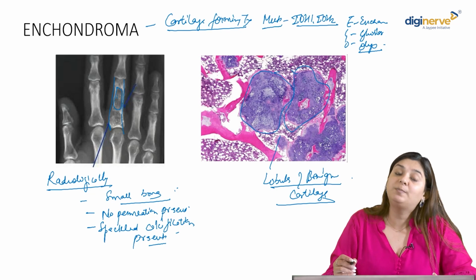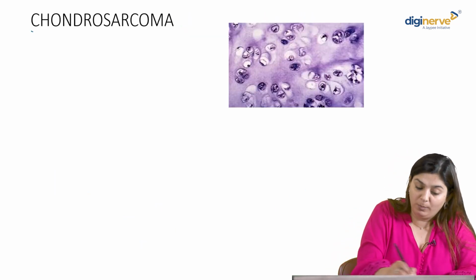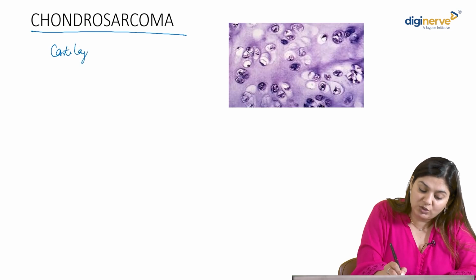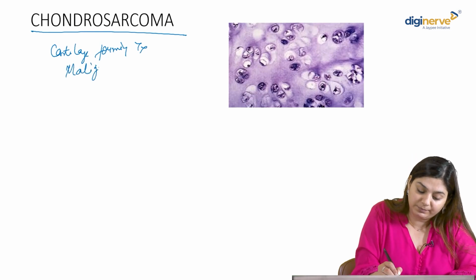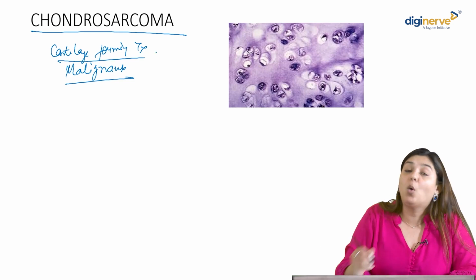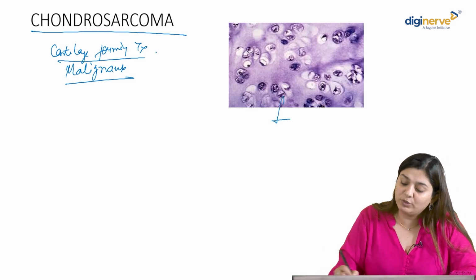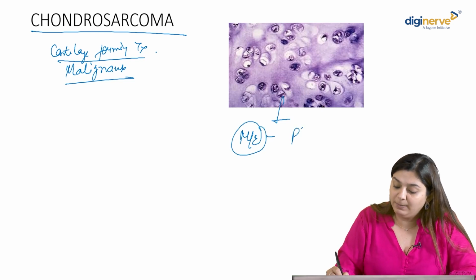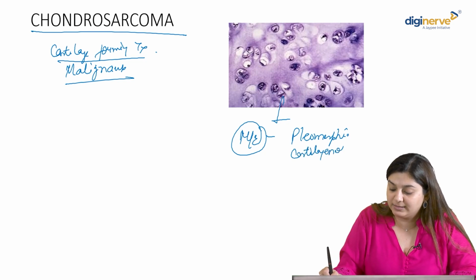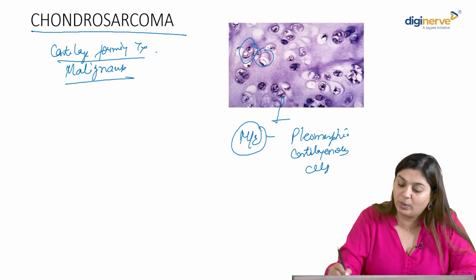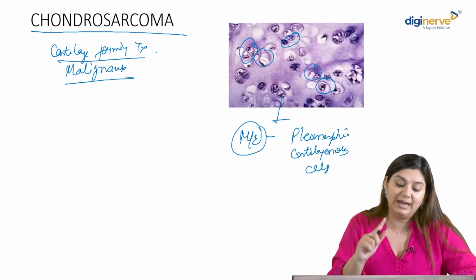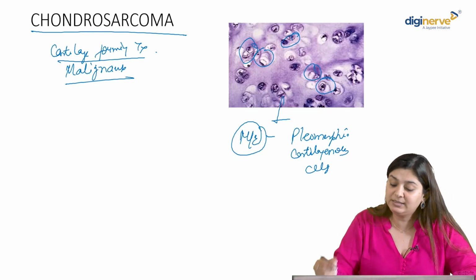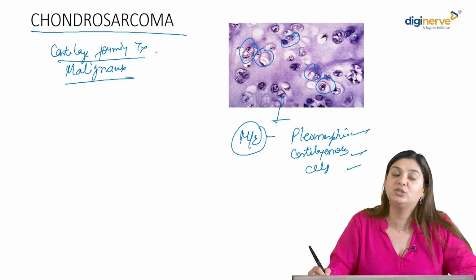Now we come to the counterpart of enchondroma, that is chondrosarcoma. So it is also a cartilage forming tumor. However, it is malignant. And what you are going to see on the microscopy are pleomorphic cartilaginous cells. Are you seeing all these cells? They're looking malignant, pleomorphic, different shape and size and angry looking. So that is chondrosarcoma, a cartilage forming tumor which is malignant. Microscopically, you will find pleomorphic cartilaginous cells.